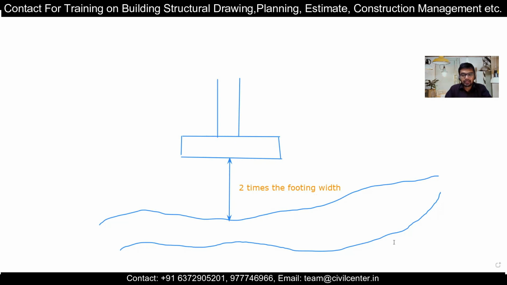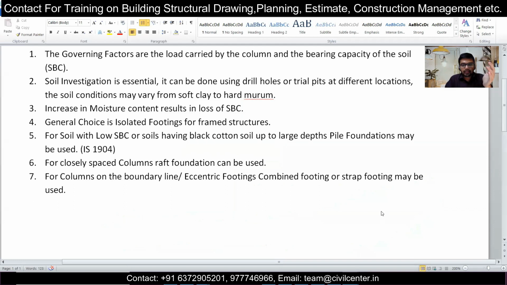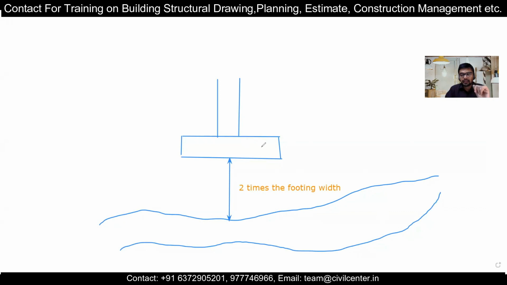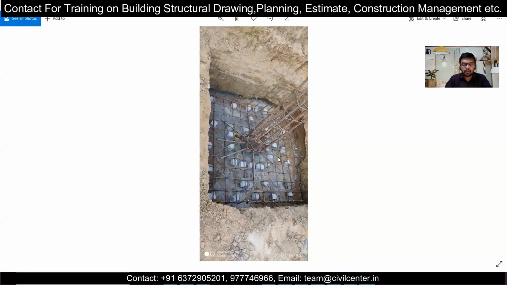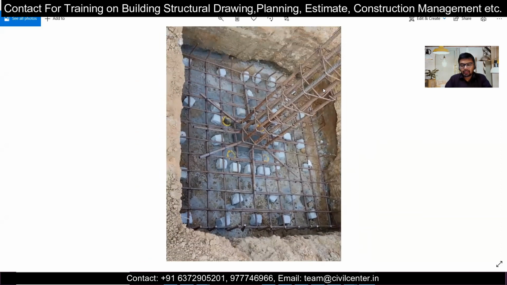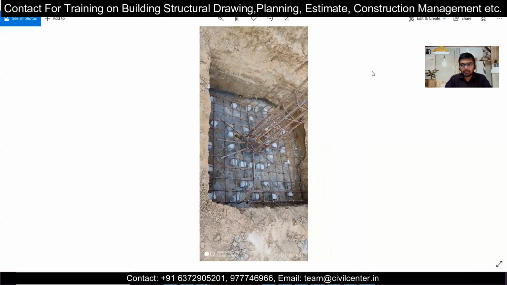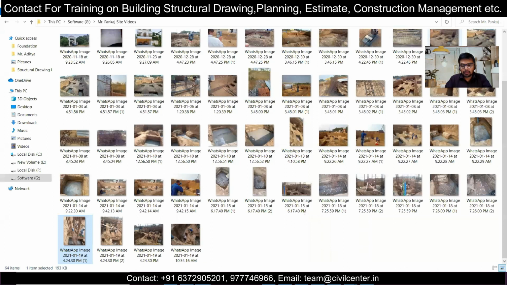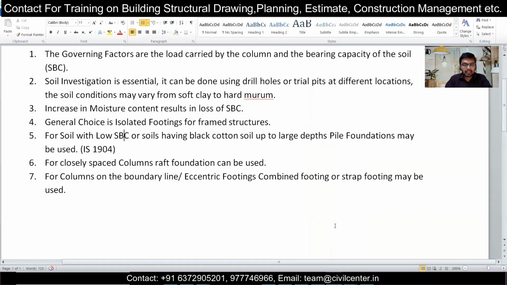The next consideration is that the isolated footing which I have just shown in the picture is the most common type of footing which you see in our buildings. I'll also show you the particular image of this. This is an example of an isolated footing which will be casted, and you can see the reinforcement of this single footing. This is the most common type of footing which is used in your frame structure. So now, talking about isolated footings, we'll move on to the next thing.